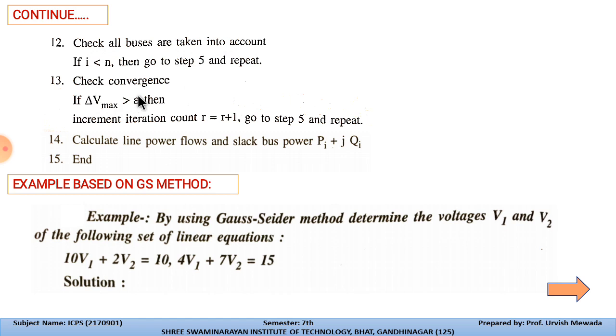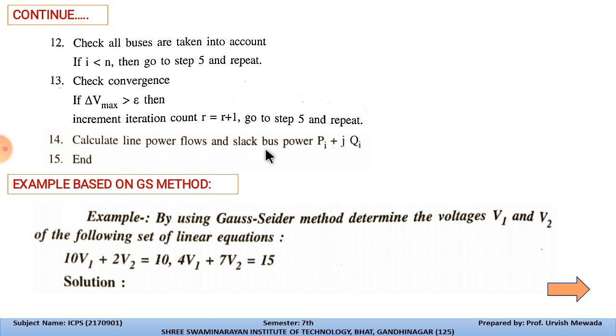Now check the convergence, that is, whether delta V maximum is greater than epsilon. Then increment the iteration count r equal to r+1, go to step number 5 and repeat. Once this condition gets satisfied, then you can stop the iteration of the system, and if it is not satisfied, then it will transfer to step number 5, and we have to repeat the whole steps until we get a satisfactory answer of the system.